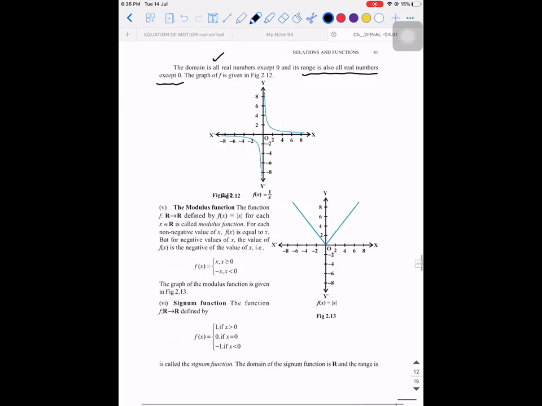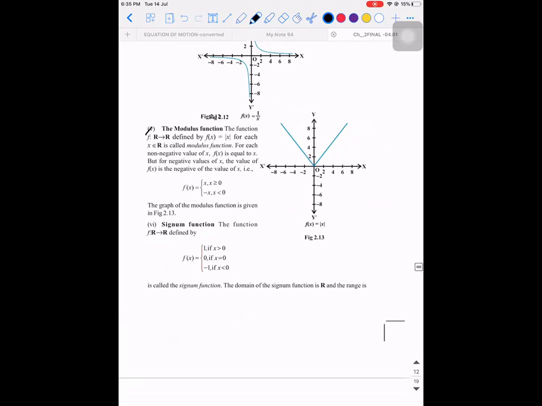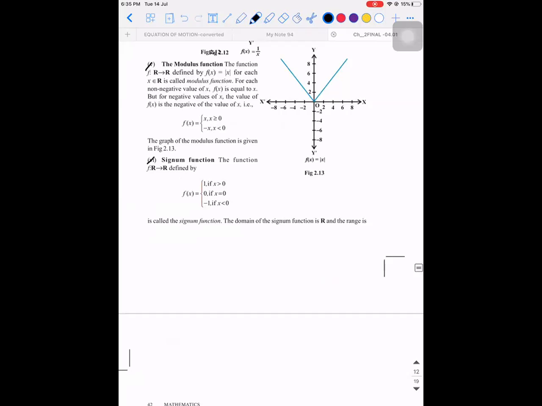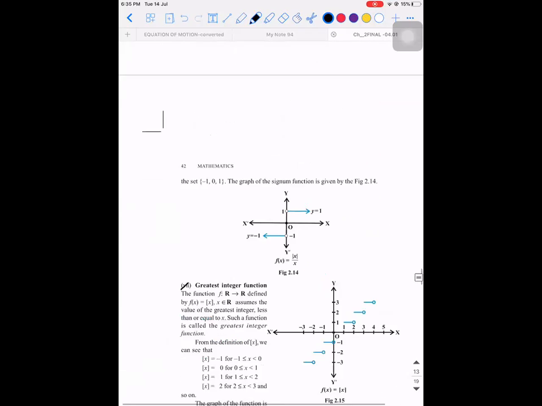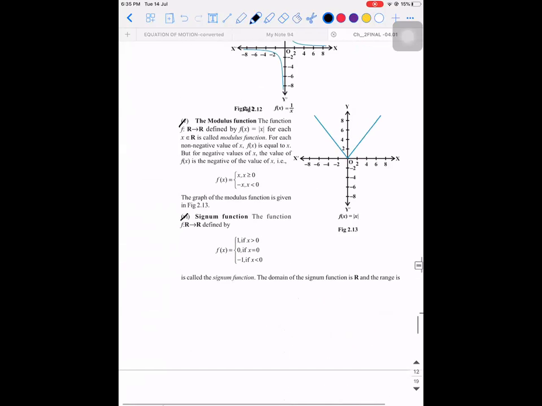Okay. There are two last functions that you have. One is a modulus function, and the second is a signum function. And you have greatest integer also. There are three types of functions. So the next is a modulus function.